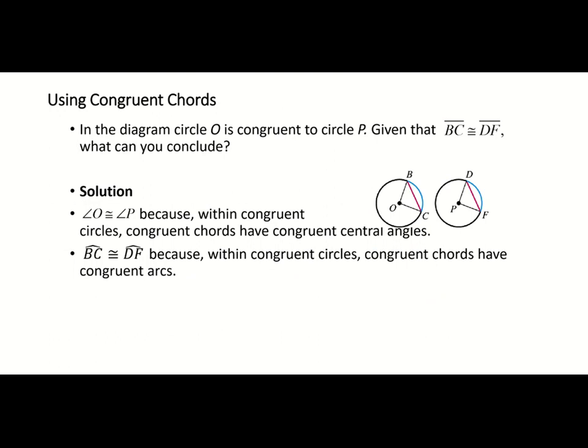All right, here we have two circles, and circle O is congruent to circle P. And so we are given that segment BC is congruent to segment DF. Because BC is congruent to DF and the two circles are congruent, angle O has to be congruent to angle P, because within congruent circles, congruent chords have congruent central angles. So BC and DF are my congruent chords. And then arc BC must be equal to arc DF as well, because if you have congruent circles, congruent chords have congruent arcs as well.